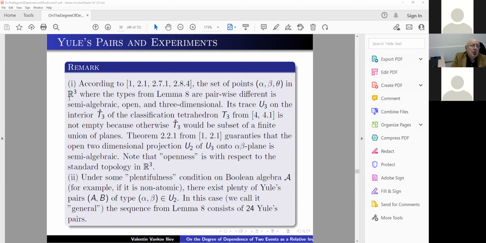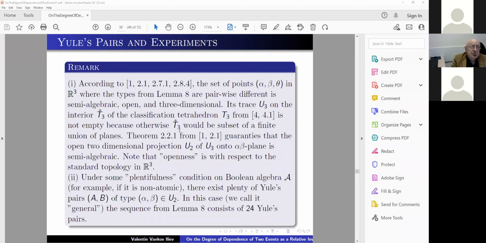And here, all inequalities are strict. That's why it is open. Moreover, it is three-dimensional. And if you consider its trace U3 on the interior of the classification tetrahedron T3, this intersection is not empty, because otherwise the interior would be a subset of a finite union of planes. This is impossible, of course. So this union is not empty.